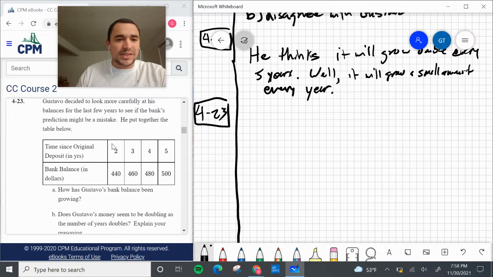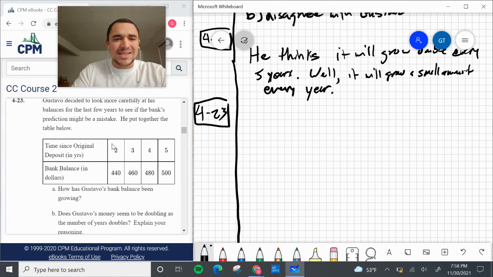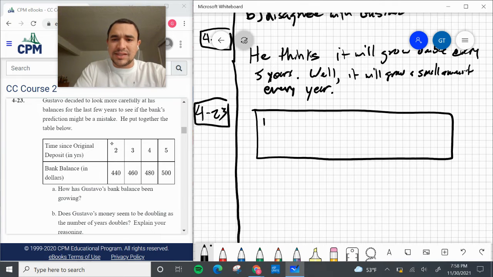So we're going to go ahead and copy down this table. He looks carefully at this balance here. We're going to copy down this table, and it says time, and it says balance.